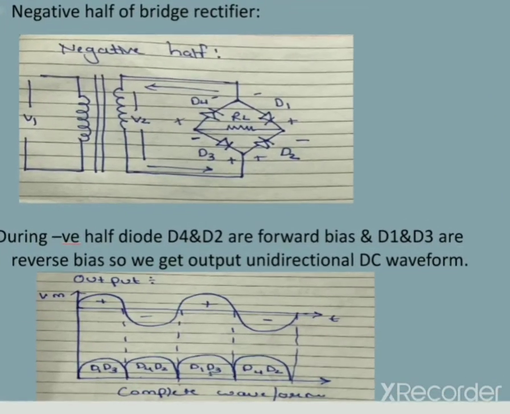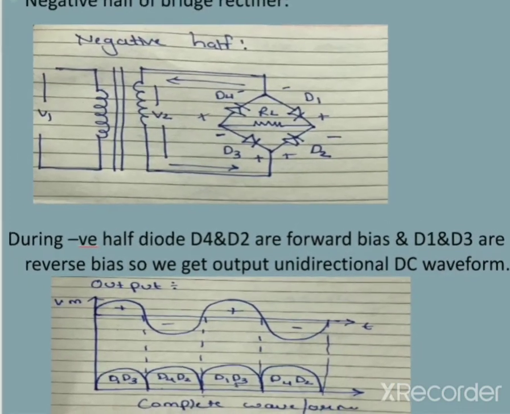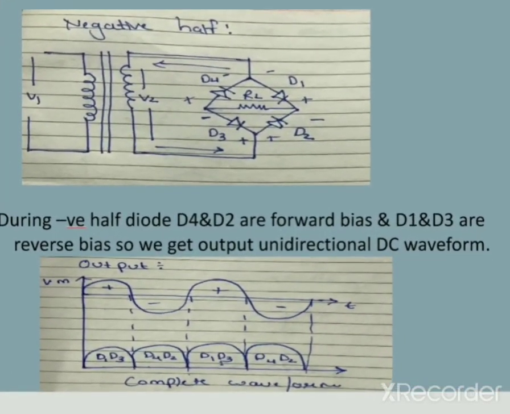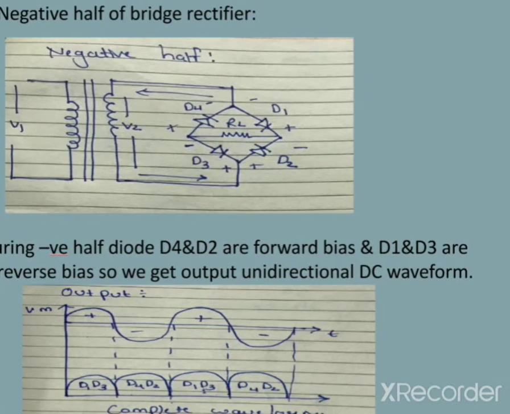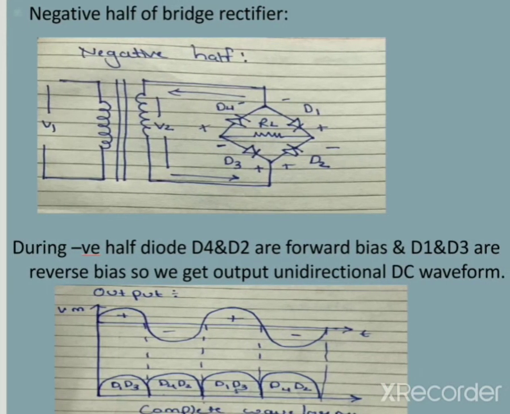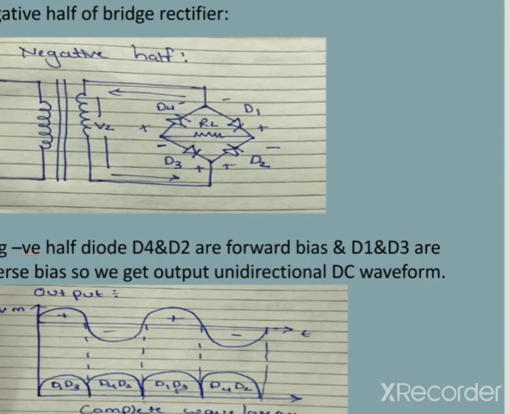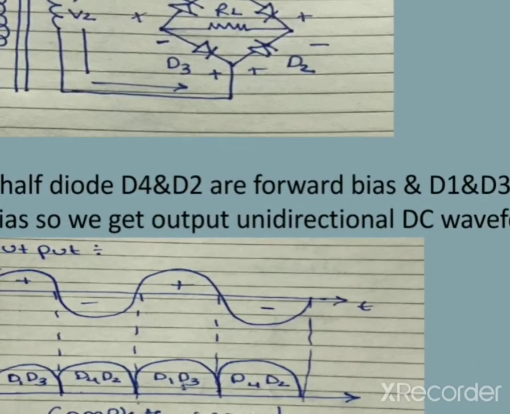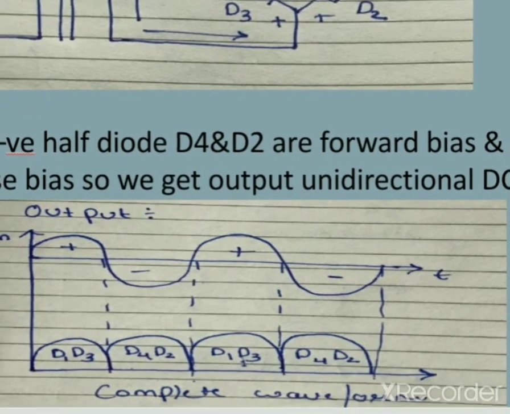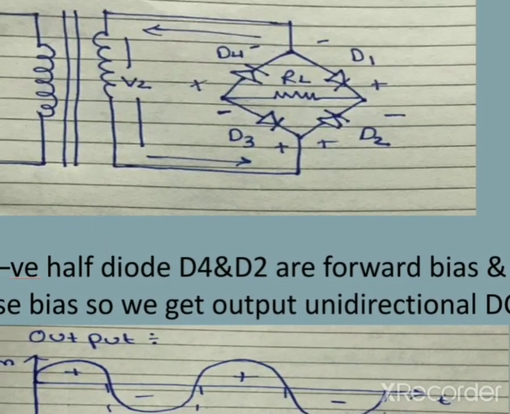Now in the negative half of the bridge rectifier, diodes D4 and D2 are forward biased and D1 and D3 are reverse biased. So we get unidirectional DC waveform output. As you can see, the complete waveform of the bridge rectifier, in which in the first half D1 and D3 are conducting, and in the negative half D4 and D2 are conducting. So we get the complete waveform.